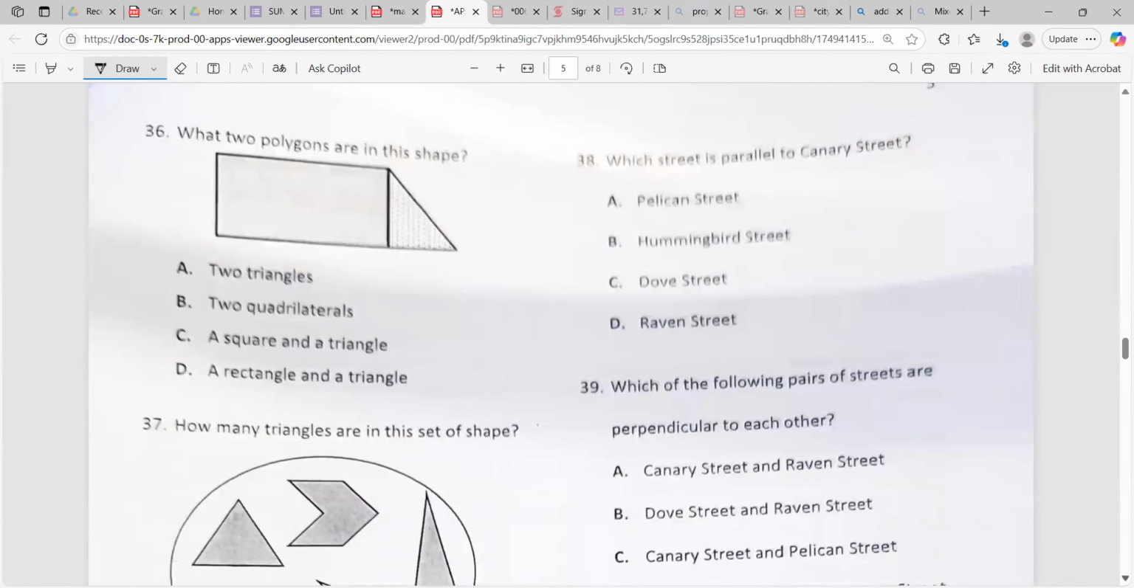All right, this one says, what two polygons are in this shape? 2 triangles, 2 quadrilaterals, a square and a triangle, or a rectangle and a triangle? Which 2 polygons are in this shape? So we're at number 36. Let's go.